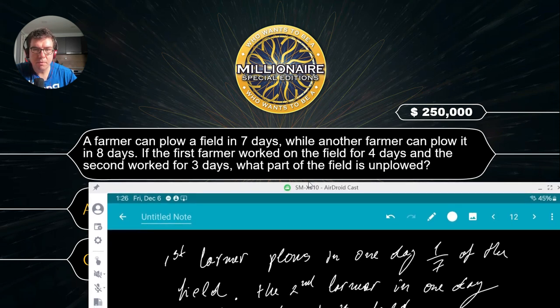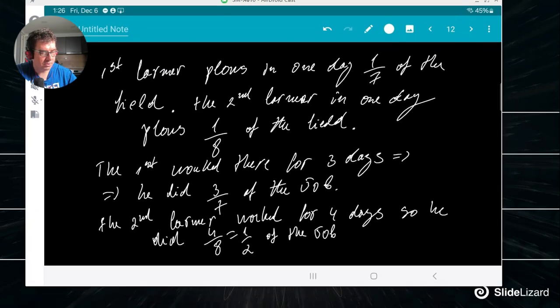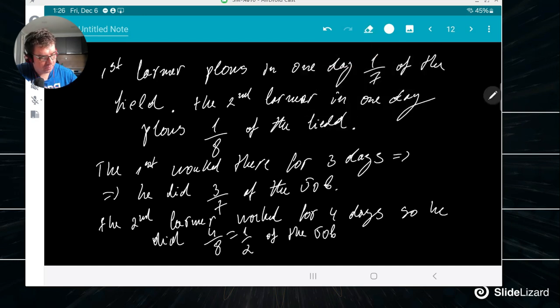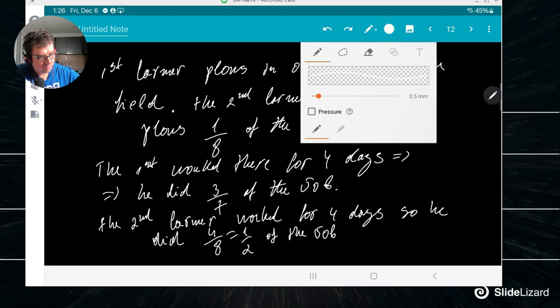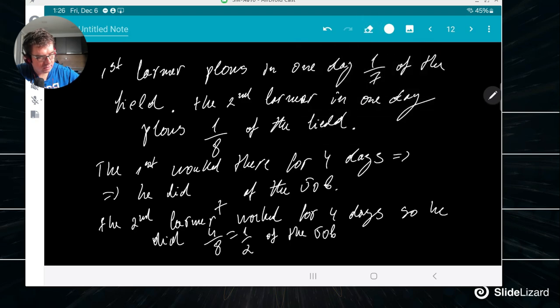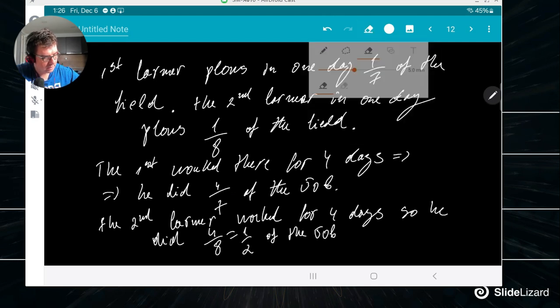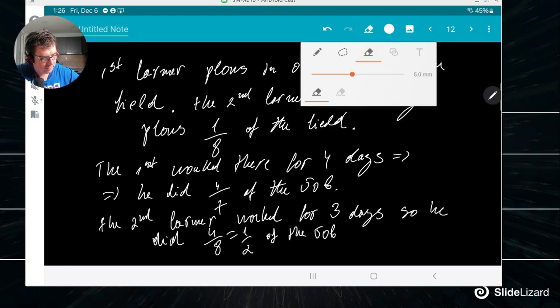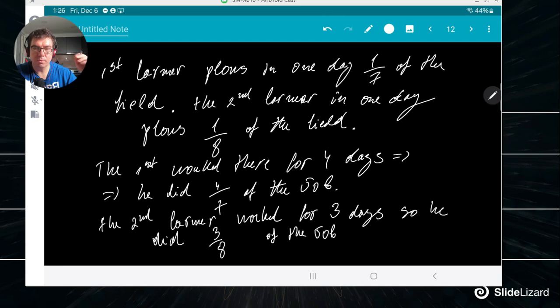Oh my god, the first farmer worked for 4 days and the second worked for 3 days. Okay, well, you got the logic, right? So the first farmer worked for 4 days. So he did 4/7 of the job. The second farmer worked for 3 days. So he did 3/8 of the job. Okay, so we are good now.